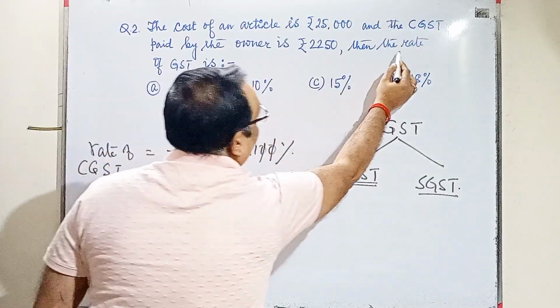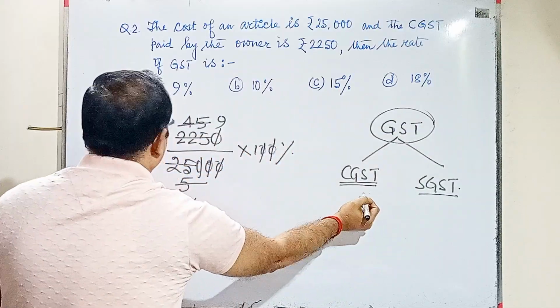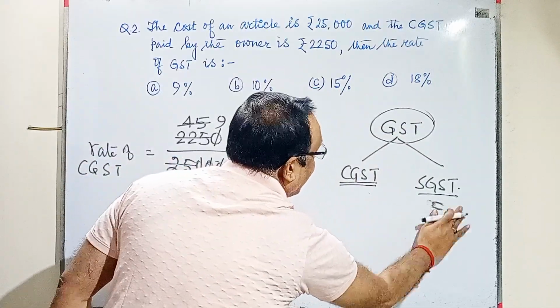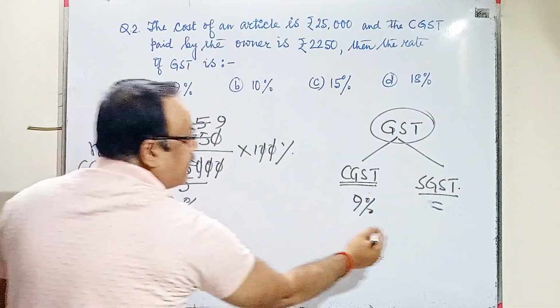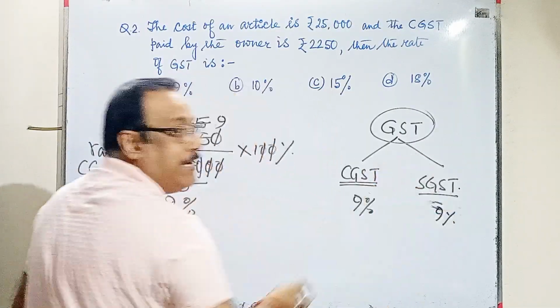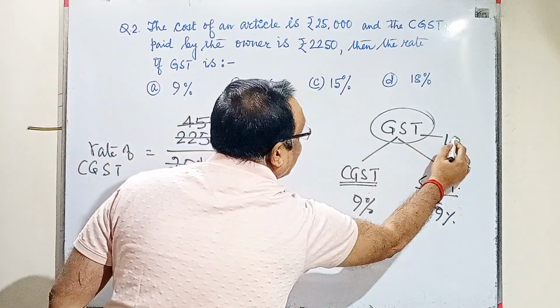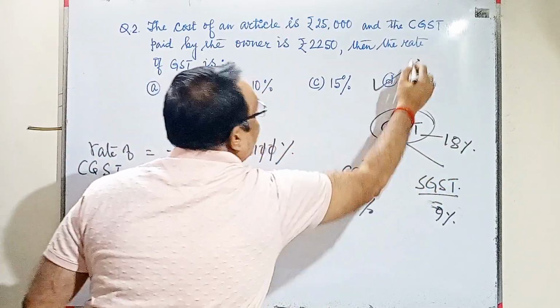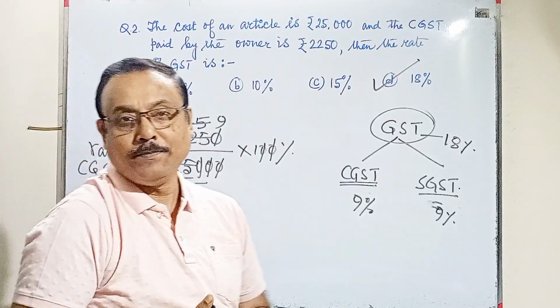But what they have asked in the question is the rate of GST. I got this CGST as 9%. So if CGST is 9%, similarly SGST will also be 9%. So total GST will be 18% in that case. So D is my choice. Now we'll go for the next question.